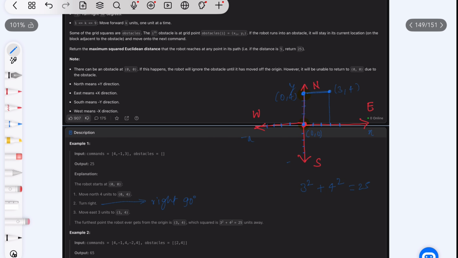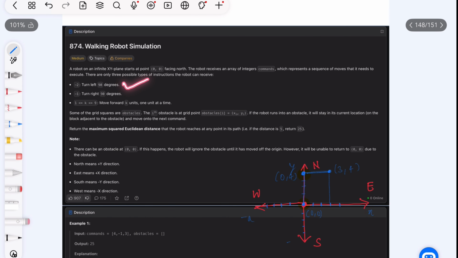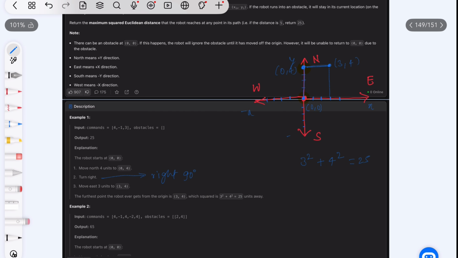Now let's try to understand the given example. The very first example has commands and obstacles given. The commands given are 4, -1 and 3. When -1 is given, it means one right turn, so you have to go in the right direction. When -2 is given, it means one left turn of 90 degrees.